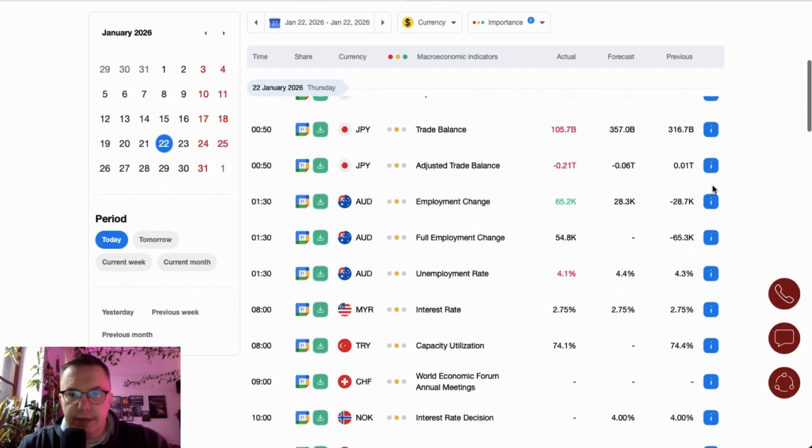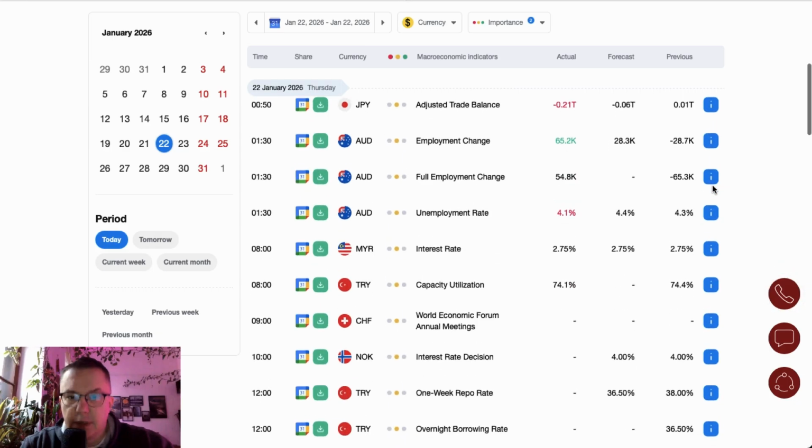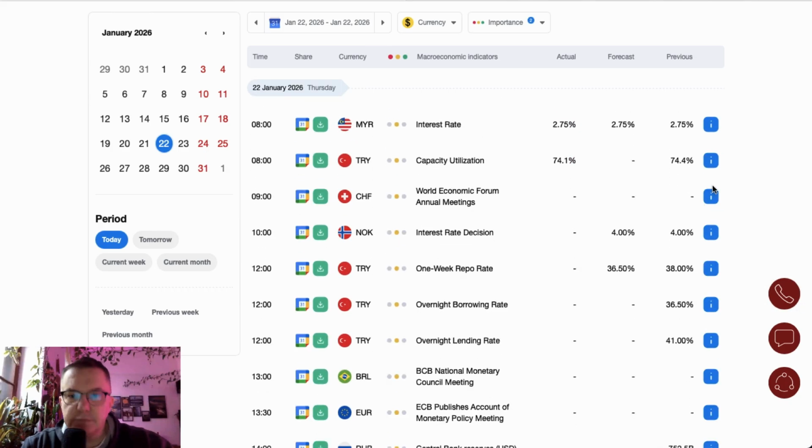So, how about the Asian session? Japanese data in the form of exports, trade balance and adjusted trade balance were published. As you can see, all of them were worse than expected and worse than the previous readings, so a very bad bunch of data from Japan. Australia, on the other hand, had a mixed bag of data. Employment change up from -28 to 65,000, unemployment rate down from 4.3 to 4.1, and that's about it.